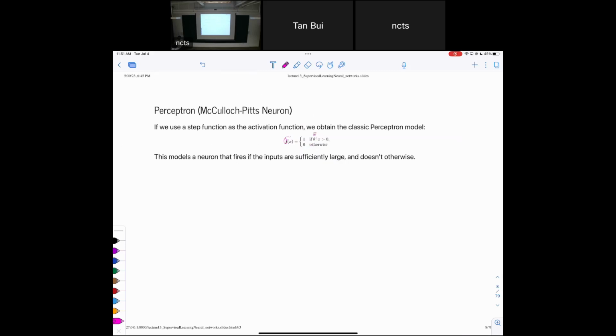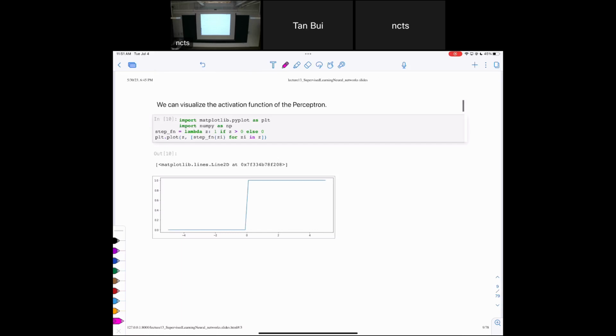Okay, so if you want to plot that, it's actually easy. It's just a step function, right?